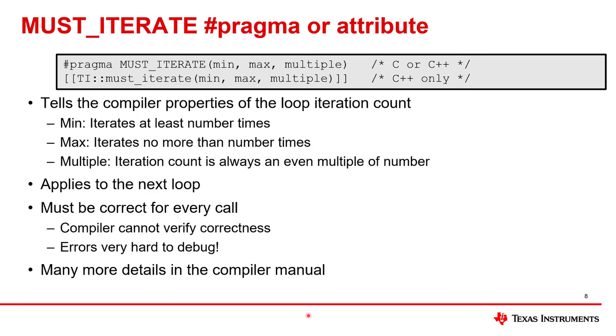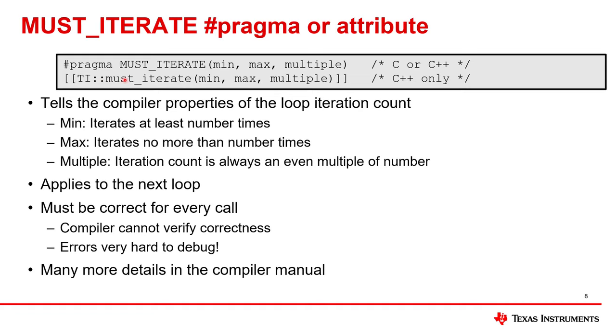Here are some details about must iterate. There are two ways you can write it. The first way you can write it is as a pragma, and that's true for C or C++ source code. For those of you who are writing in C++, you can also write it as an attribute like this. And that's how I did it in the example in this video.